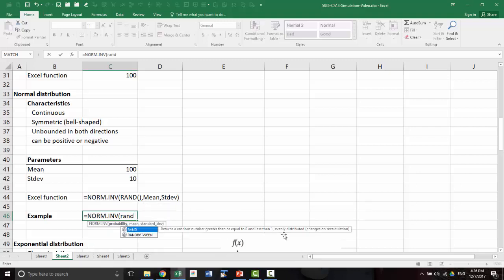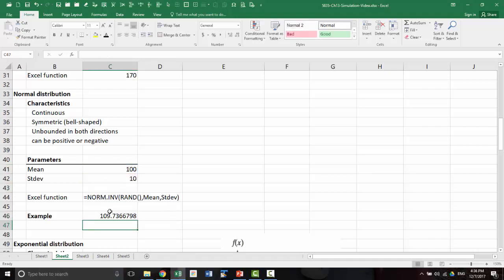So rand is your probability. Okay. And then the mean, comma standard deviation. So this will give an x value that follows normal distribution with probabilities generated by that rand function.